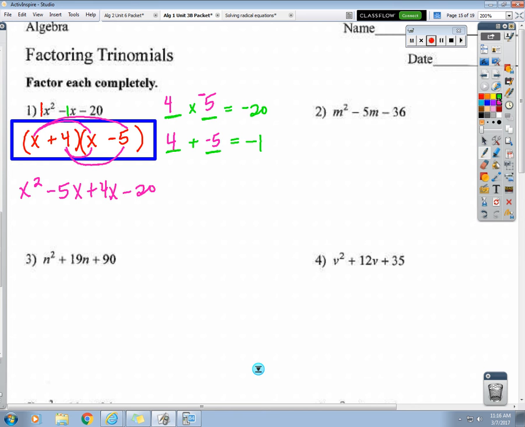And then I combine like terms. That can't combine with anything. Can't the negative 5x add with the 4x? Because they're both just a regular x to the first. And what do they add up to be? Negative 1x and then minus 20. And isn't that what we started with? That lets me know that this is the right answer. Those are the right factors that would make that trinomial.